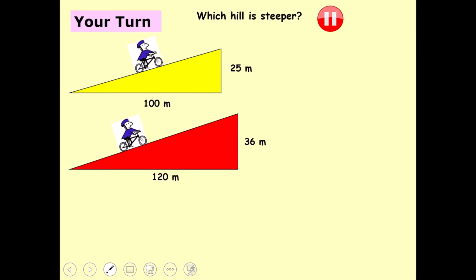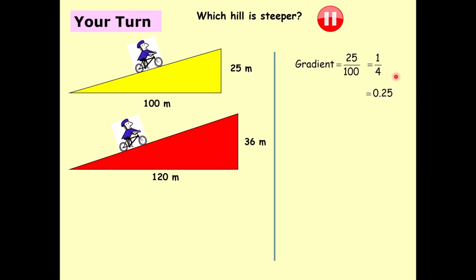Okay, hopefully you have unpaused now, and let's go over the answer. So gradient of the first slope, your up distance over along, so 25 divided by 100, and it's a quarter, and a quarter as a decimal is 0.25. I forgot to mention as well that there isn't any units after gradient, it's just a number, as long as you've got gradient equals and then your number.